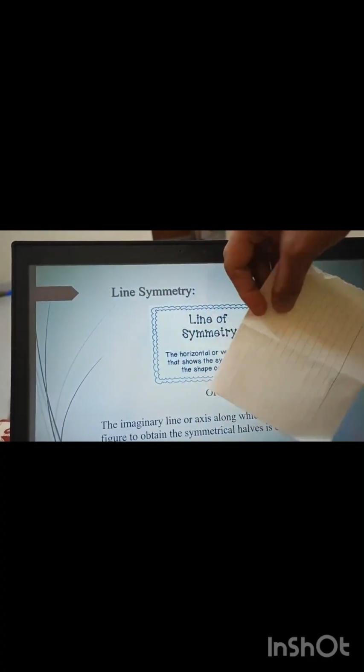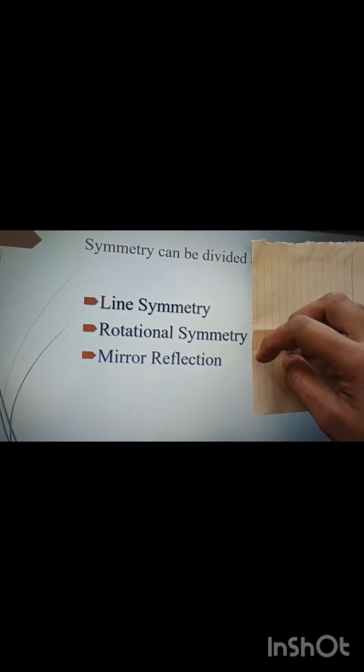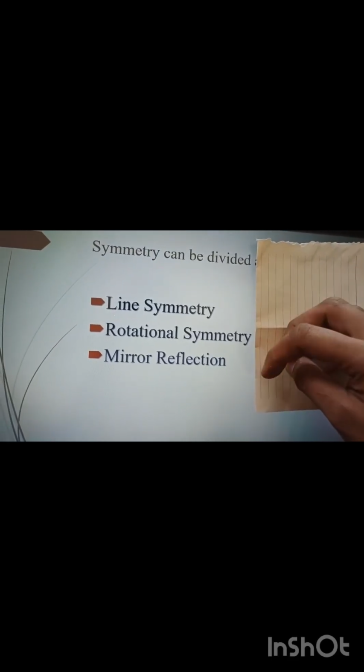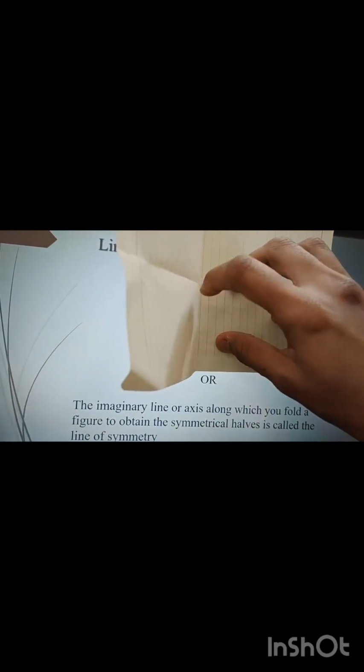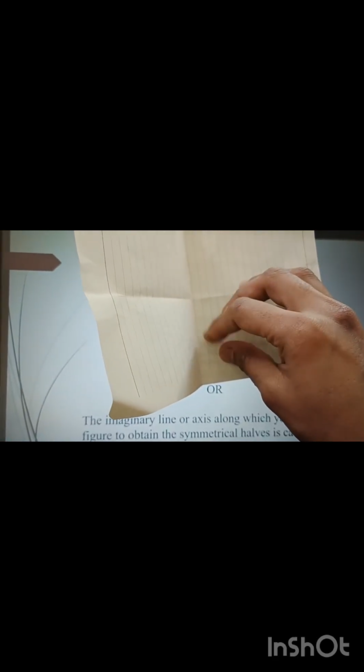Let's take one more example with the help of this paper. When I fold this rectangular paper, it is exactly folded in a proper half. When I fold it, I got this line. So this line is nothing but a line of symmetry. Can you see this line? When I fold it, I get this line.